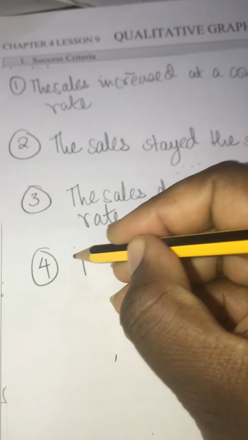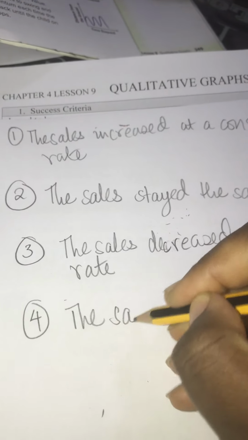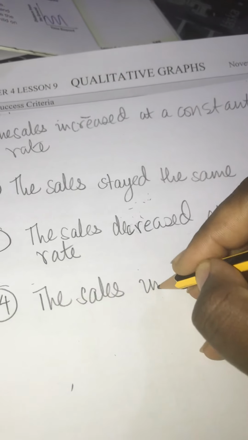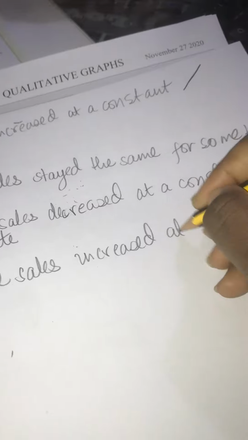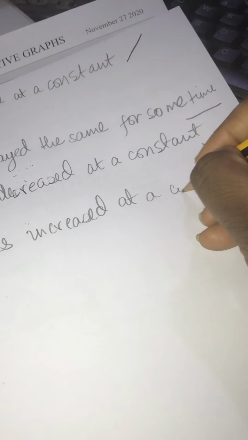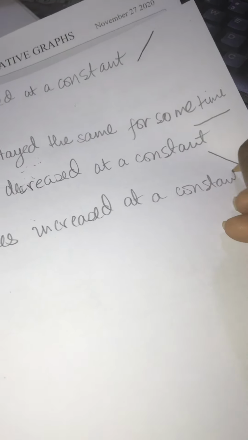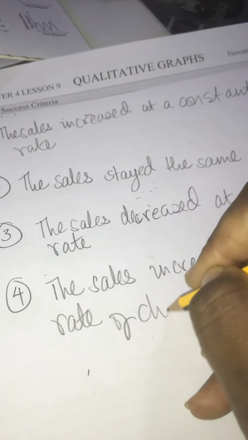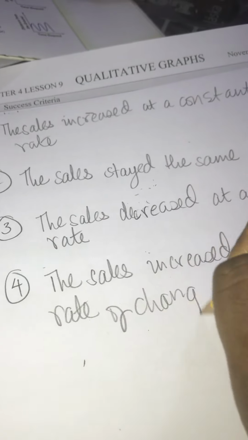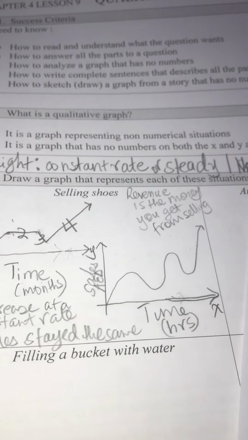My line went up. So then I say the sales increased at a constant rate of change. Okay, so that's how I explained this graph. Now let me explain this graph. So here there's no constant rate of change.